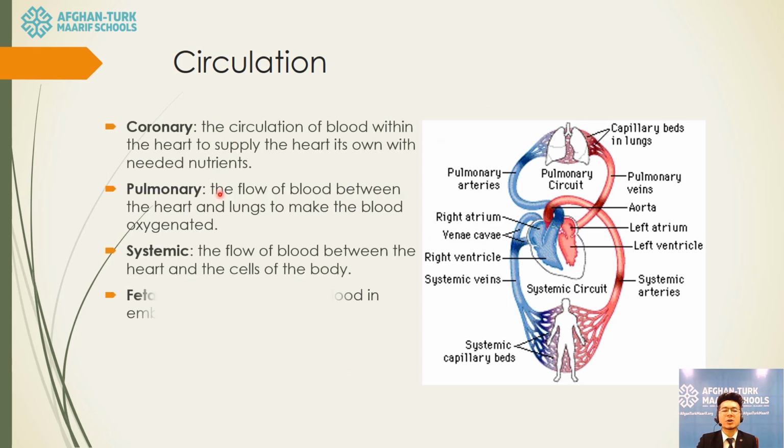Circulation. We have four types of circulation. The first one is coronary circulation, which is the circulation of blood within the heart. It means the heart supplies itself with the nutrients needed. The second is pulmonary circulation, the flow of blood between the heart and the lungs in order to oxygenate the blood. The third one is systemic circulation, which is the flow of blood between our heart and all over our body. And the next one is fetal circulation, which is used for feeding the embryo by his or her mother.